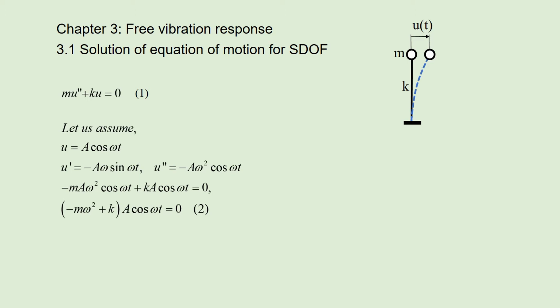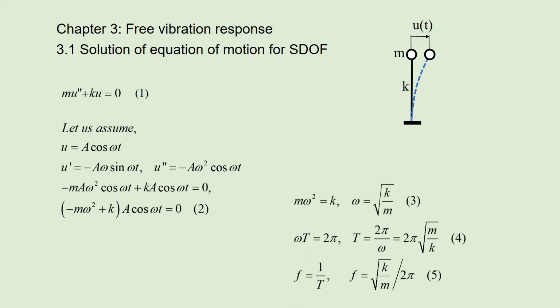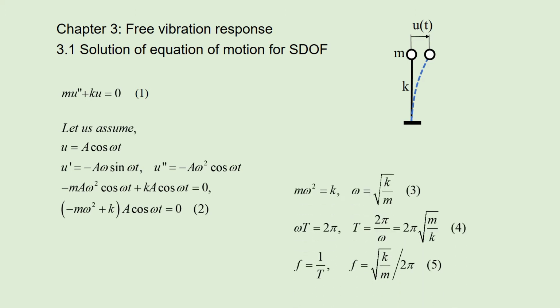A is not 0 because if A is 0, u is always 0. Cosine omega t is not always 0. So minus m omega square plus k must be 0. Therefore, omega is square root k over m, equation 3. T and f are obtained as equation 4 and 5.